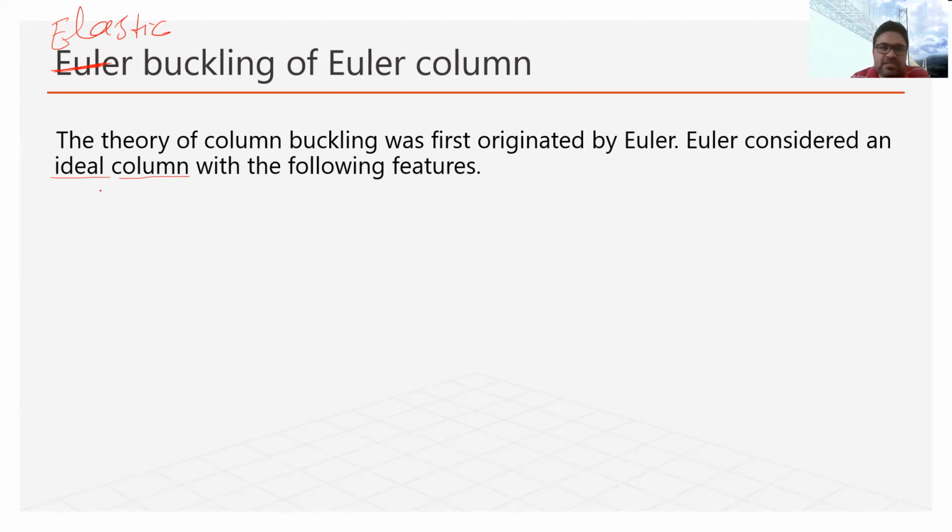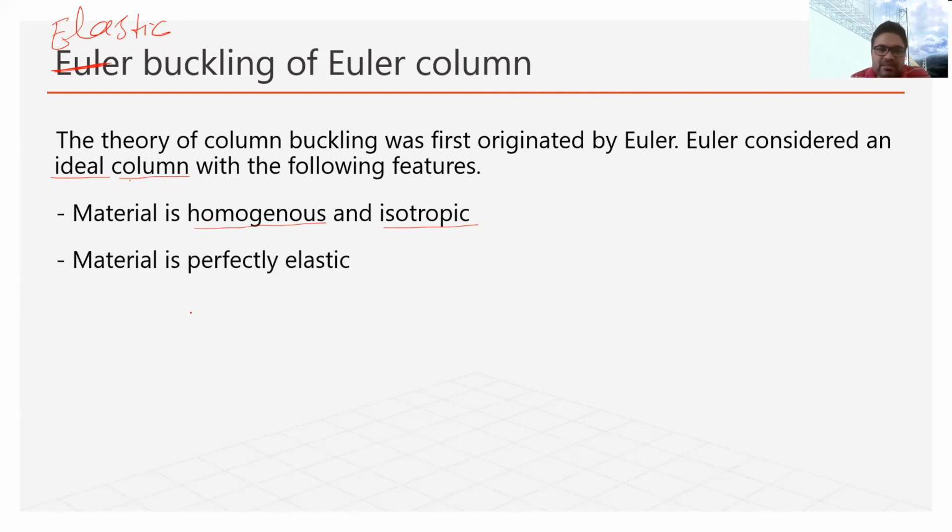First of all, we will see the features of the ideal column that he has considered. Sometimes this ideal column is called Euler column also. This column has the following features: he has considered that the material used in the ideal column will be homogeneous and isotropic.